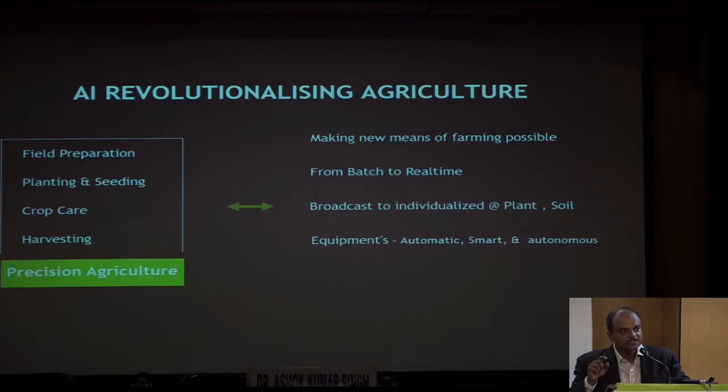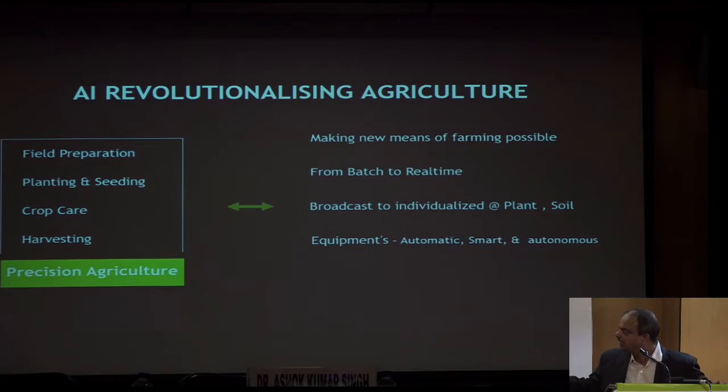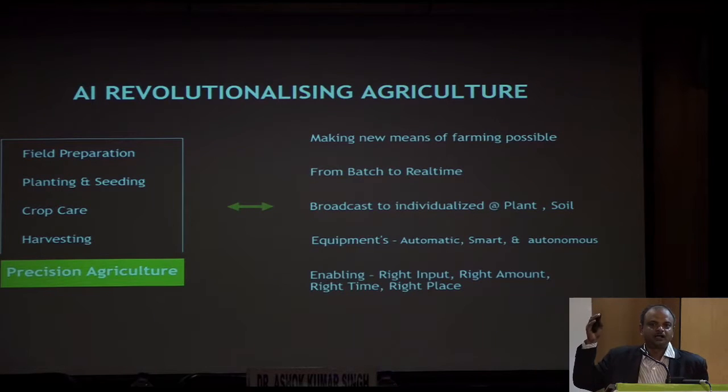And the equipment is also changing, making it smarter and autonomous. So essentially it is completely shifting across all vectors to make the right input, right amount, right time, right place happen for agriculture. So fertilizer, soil, at plant level, right amount, changes the paradigm.